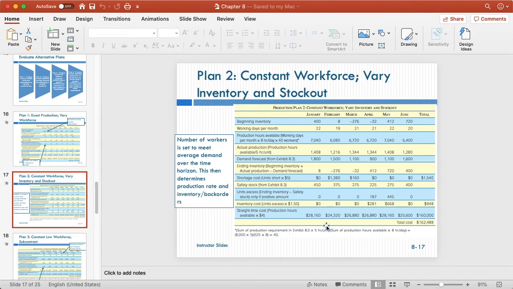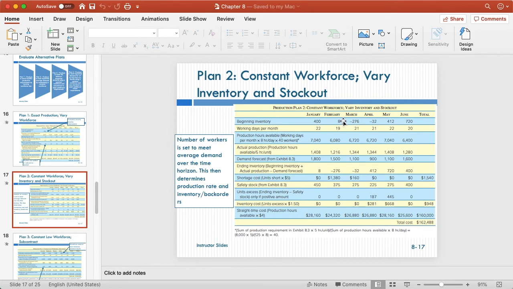Since we actually incur inventory within this plan, when we start to talk about February, the next month, the beginning inventory is equivalent to the ending inventory of the previous month, which is 8. So this is 8, and this is 8.